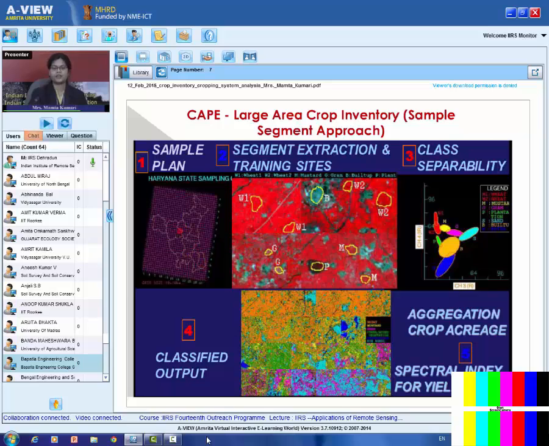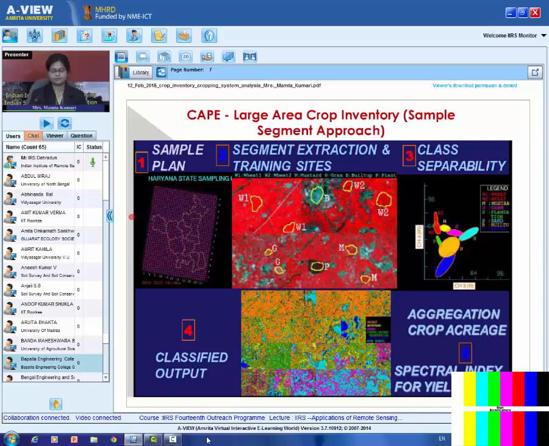After that, over these strata, square grids are overlaid. These square grids are nothing but the sample segments. After overlaying these grids, one must select them. So what should be the size of the grids? It varies as per the requirement.